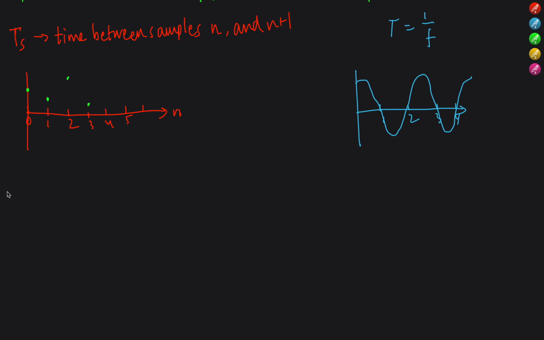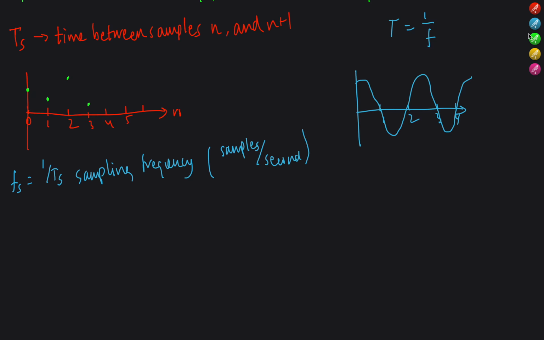Because we have TS, we also have FS, which is 1 over TS, the sampling frequency. So TS is the time between samples, and FS is the sampling frequency. It's basically how many samples we're taking per second. A higher sampling frequency means I'm tapping that button really fast. I'm taking a lot of samples.